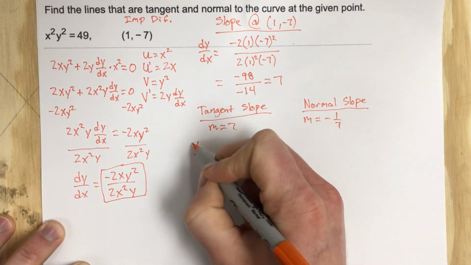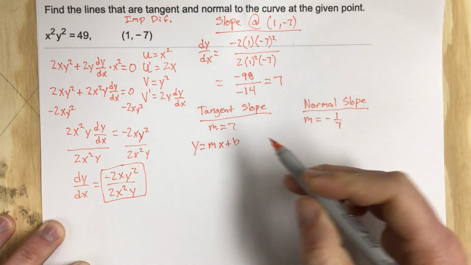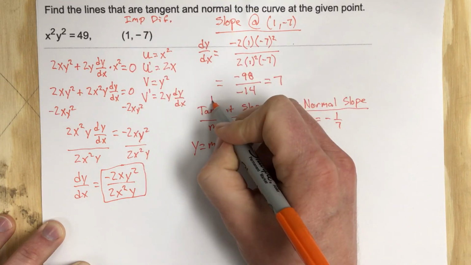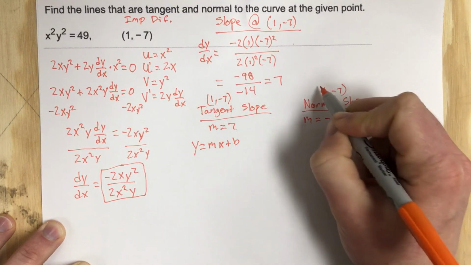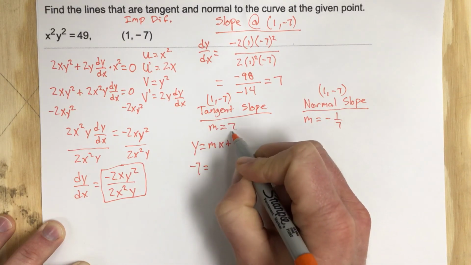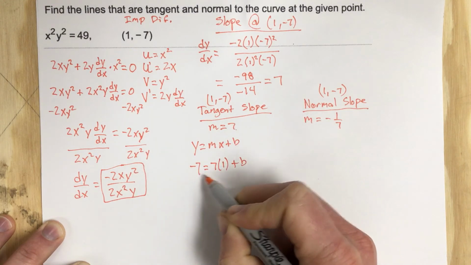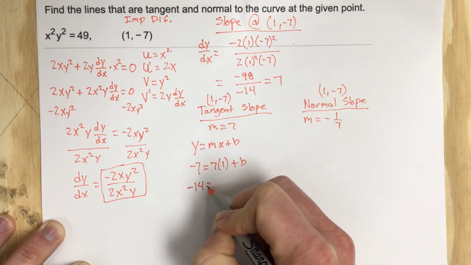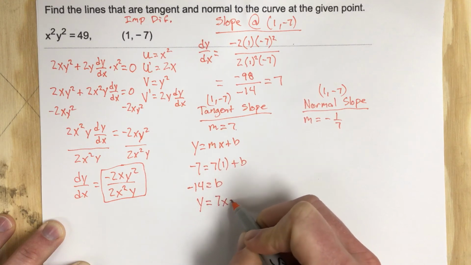So now we can actually write the tangent line. So we start with y equals mx plus b. And remember, the tangent line is going to touch 1, negative 7, so I'll kind of write that here. We're using this coordinate for each of these. Let's plug it in. So negative 7 equals 7 for the slope times 1 for the x value. This will end up with positive 7 subtract over, you get negative 14 equals b. So your tangent line is 7x minus 14.